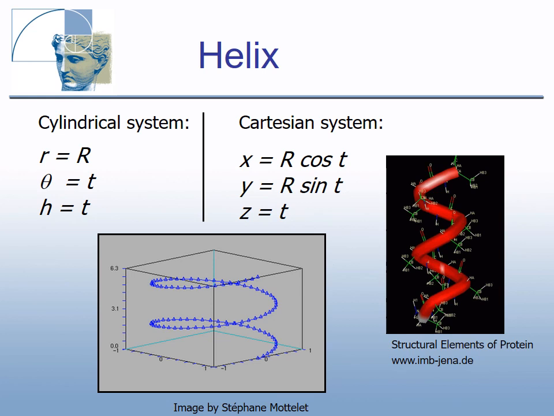Helix is an example of a curve which can be more easily represented in the cylindrical system at the left side than in the Cartesian one at the right side. You can also see an example of a protein structure displaying its helix shape with the thick red wire.